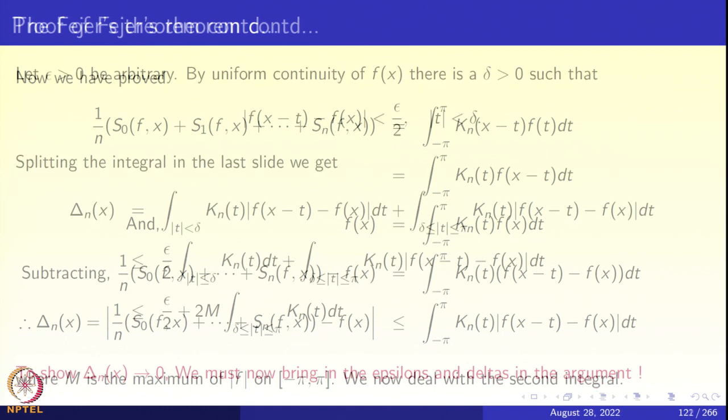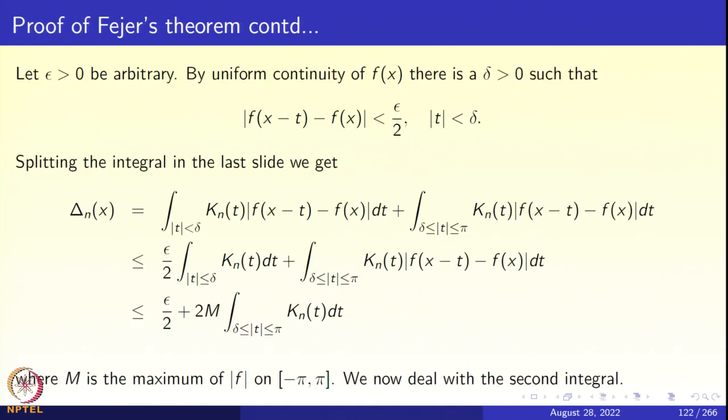We must appeal to uniform continuity of f of x, and there's a delta greater than 0 such that mod f of x minus t minus f of x is less than epsilon by 2 for mod t less than delta. And the integral that we see in the last slide should be broken up into a sum of two integrals: the integral over mod t less than delta and the integral over mod t greater than or equal to delta. In the first piece, mod of f of x minus t minus f of x is less than epsilon by 2, and the other integral is integral K n t dt.